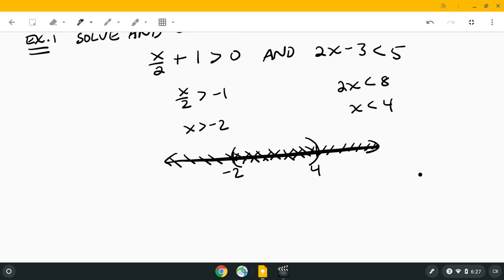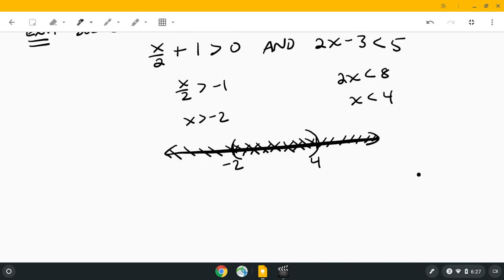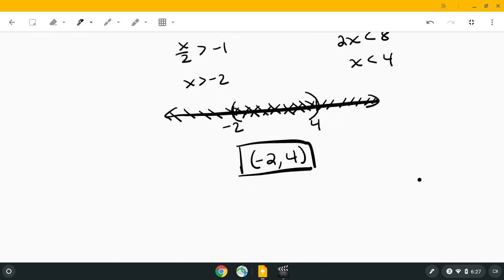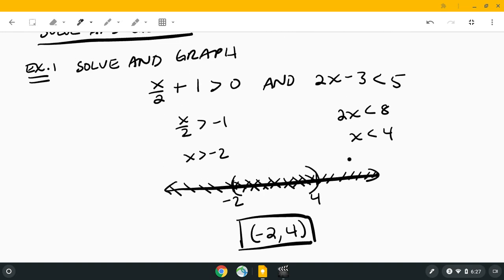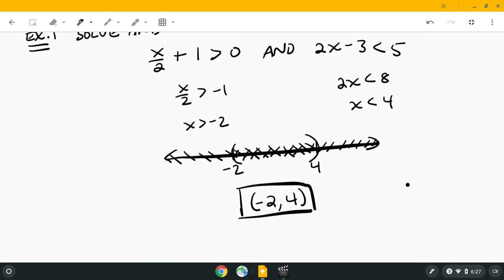Okay, so my solution set would be bounded on the left by negative 2, bounded on the right by 4. Okay. Let's take a look at another one. So again, you're looking for where they have common solutions. And right in here is where we see where they overlap.